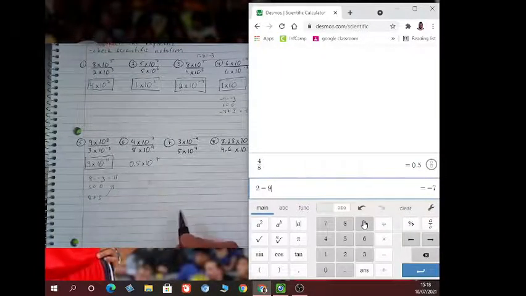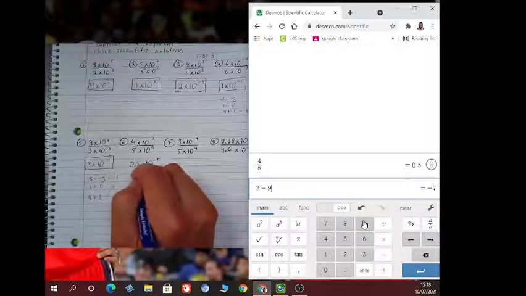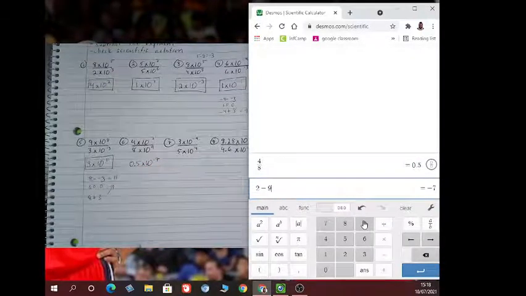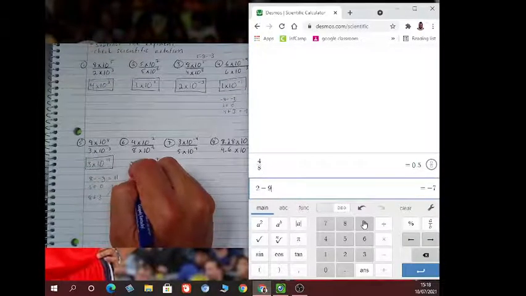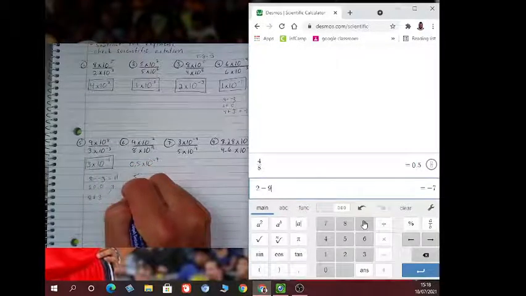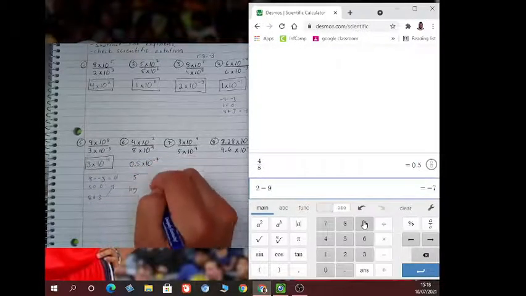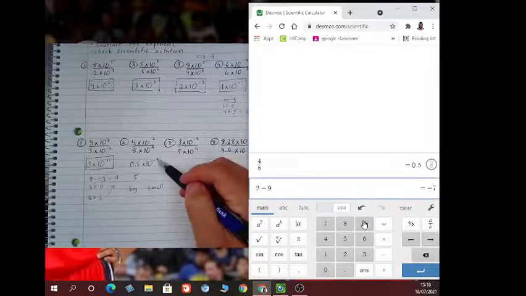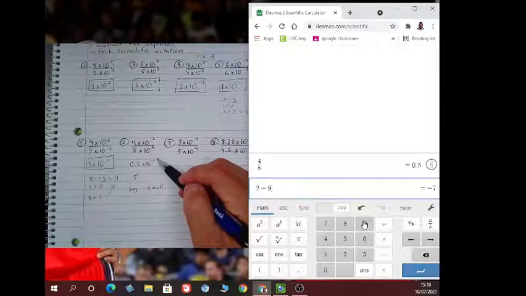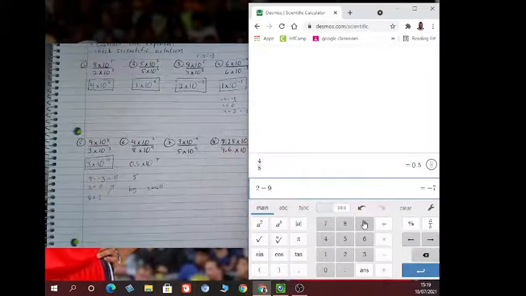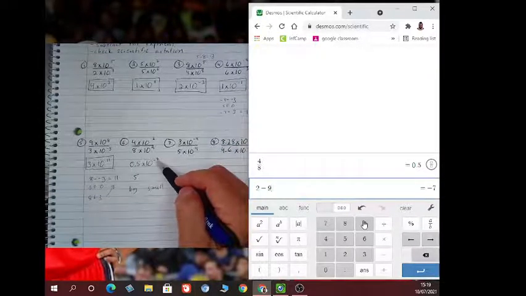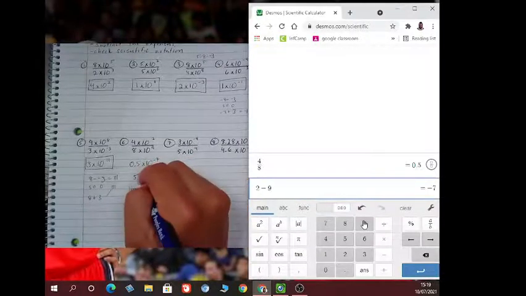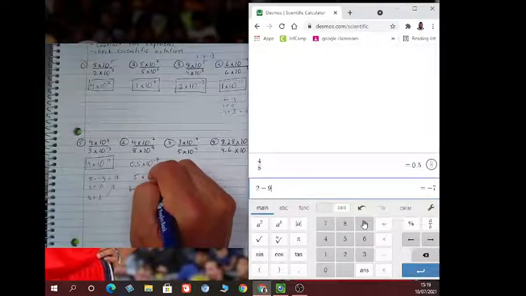This is not in scientific notation yet. Okay, I need a number between 1 and 10. Right now this is less than 1. So I'm going to change this 0.5 into a 5. So I made this bigger. So that means I need to make the exponent smaller. Okay, so 1 smaller than negative 7 is negative 8. Remember, for the negatives you've got to think backwards. So this is 5 times 10 to the negative 8.